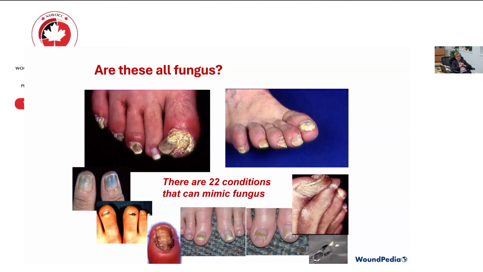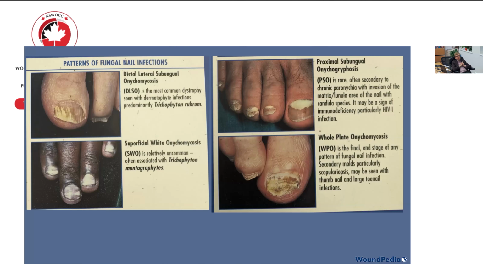Are all these fungus? One of the problems is there are 22 conditions that can mimic fungus in toenails, and not all of these are fungus. Next slide. Here we see the patterns of fungal nail infection. The most common is the distal lateral subungual, and this is where you see a wide streak at the distal part of the nail, and it's more narrow as it gradually grows proximally.